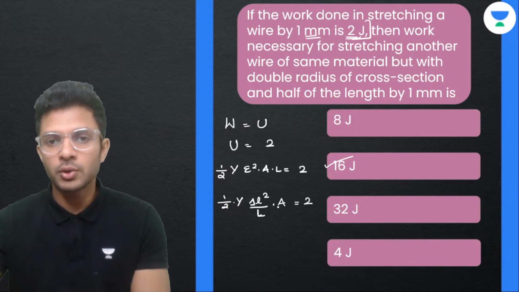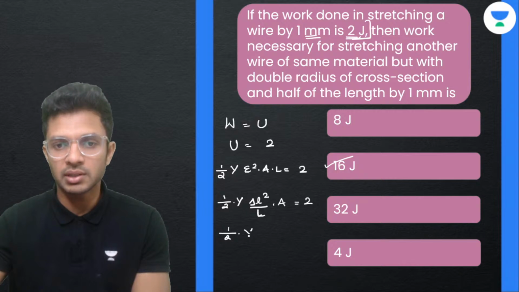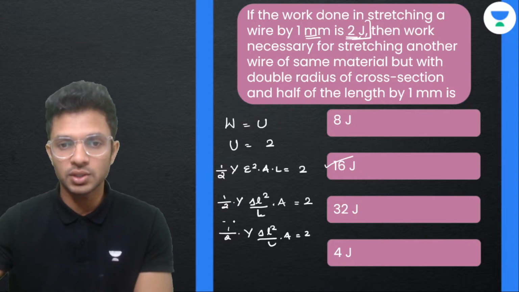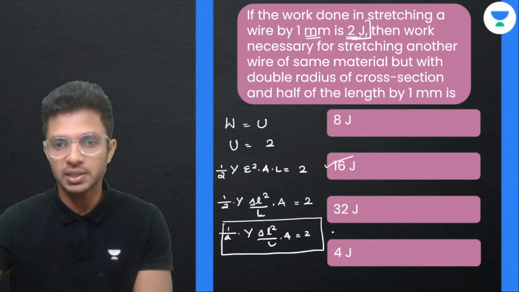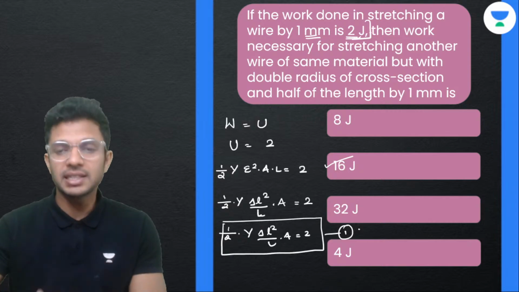Okay. Now we can also substitute for area also, so that will be a perfect equation. We haven't completed the question, don't worry. Delta L square by capital L into area, this is 2. So this is the first part or the first equation. Okay, fine. So that's the first part of the question.